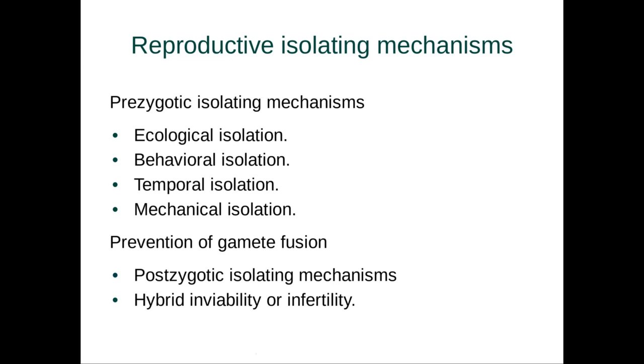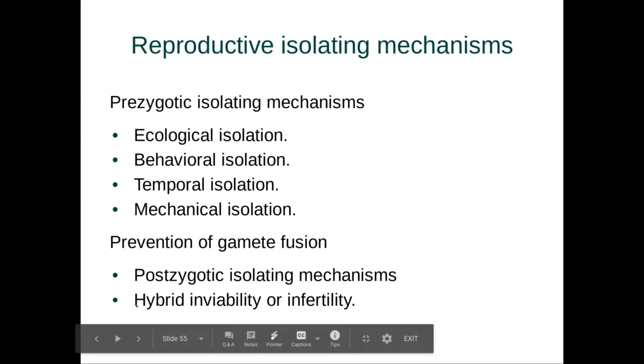So now, postzygotic mechanisms are typically preventing the fusion of gametes. So when sperm meets egg, if you are separated by species, the sperm of a dog simply cannot fertilize the egg of a cat, naturally speaking. They could in a lab, but naturally speaking, it couldn't happen.